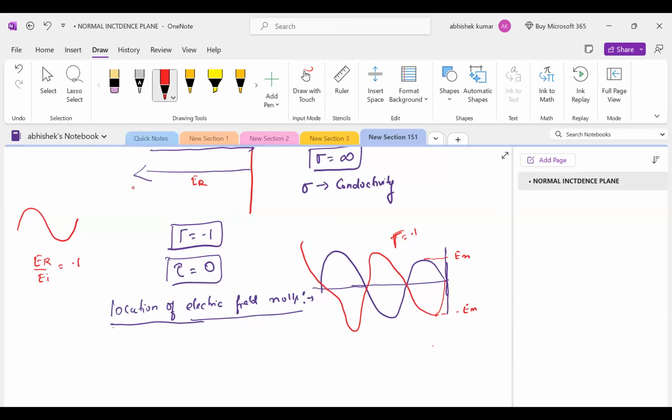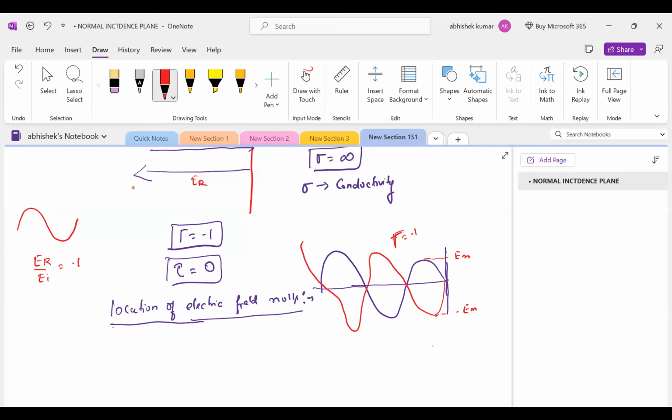Right. Now we have the location of electric field nulls. Nulls means where the fields intersect at zero. Basically, here we talk about the zeros. Will they always intersect at 0? It depends upon the intersection. In this conductor it will happen, because in this conductor the wave is getting totally reflected back, right?